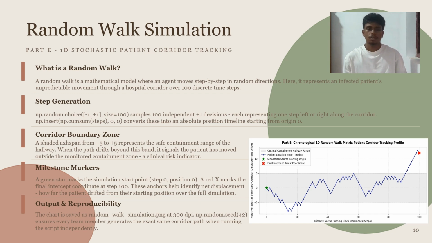Then on the chart, the shaded zone between -5 and +5 represents the safe contained area. If the path drifts outside that band, it means the patient has left the monitored zone. A green star marks where the patient started, and the red X marks where they ended up. The seed value of 42 makes sure every team member gets the exact same chart.